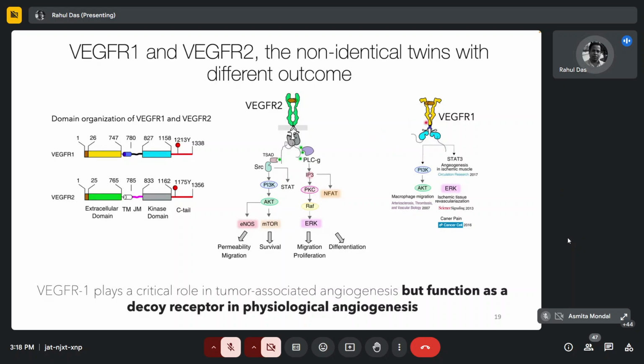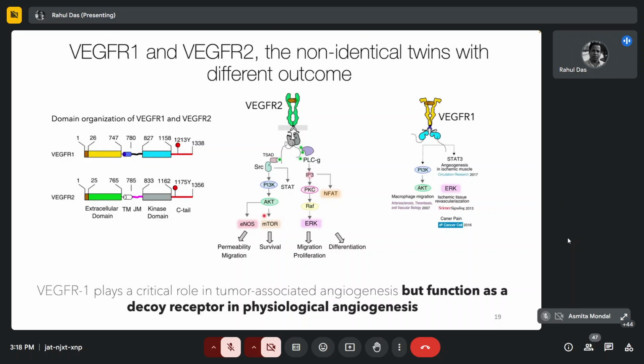Because if you look into the structure of these two receptors, you can see that both of them share the same structural homology. Both have an extracellular domain, both have an intracellular kinase domain, and both can bind to the same ligand, which is VEGF-A, yet one has a very distinct signaling than the other.